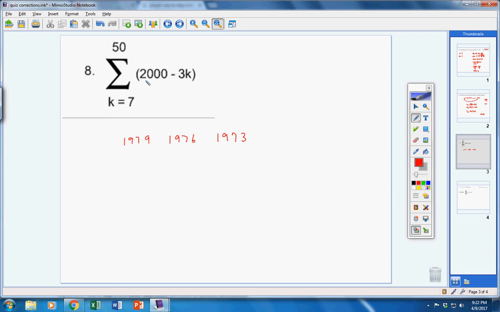Thankfully, this summation notation is an arithmetic series. Okay? It's an arithmetic series because I'm subtracting 3 to each term. This term, 1979 minus 3, 1976 minus 3, we're subtracting 3 over and over and over. So we do have an arithmetic series. That's good. So because we have an arithmetic series, we can use our formula for an arithmetic series.